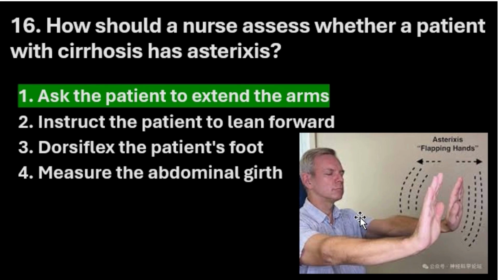You can see the figure here. When you ask the patient to extend the arm, if the patient has asterixis, you can see the flapping of the fingers or shivering of the hands. So this is a sign of liver disease, cirrhosis.